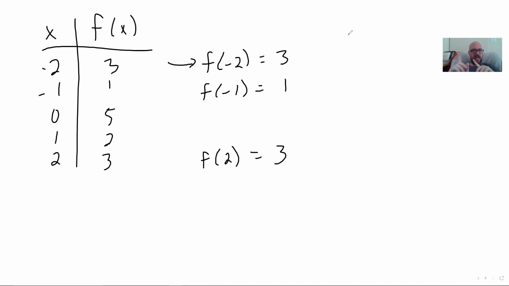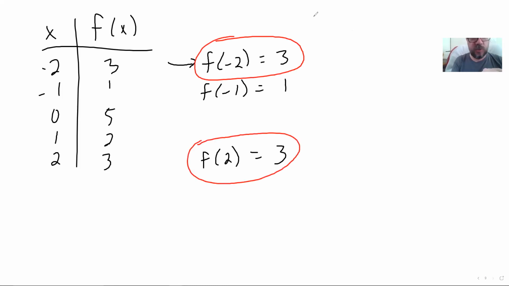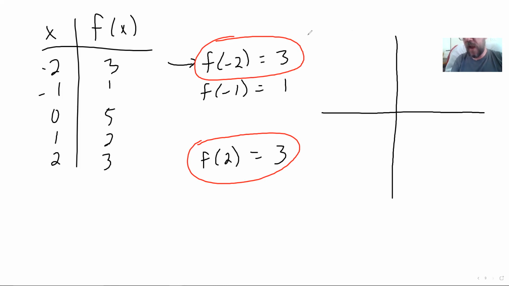But is it a problem that when I put in negative 2, I got 3, and then when I put in positive 2, I also got 3? Is that okay? Is this still a function? The answer is yes. This is fine. You can get the same output for different inputs. What you can't get is the same input giving you different outputs, right? So let's graph these.